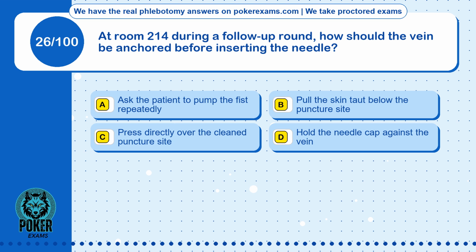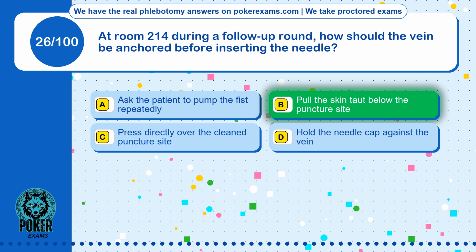Question 26. At room 214 during a follow-up round, how should the vein be anchored before inserting the needle? Option A: ask the patient to pump the fist repeatedly. Option B: pull the skin taut below the puncture site. Option C: press directly over the cleaned puncture site. Option D: hold the needle cap against the vein.